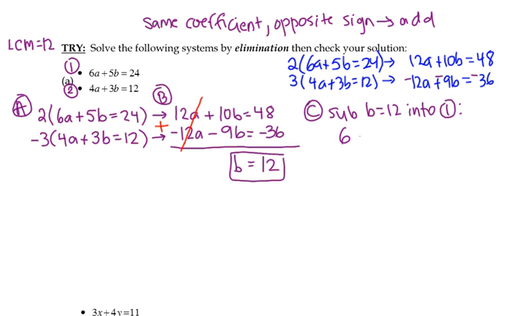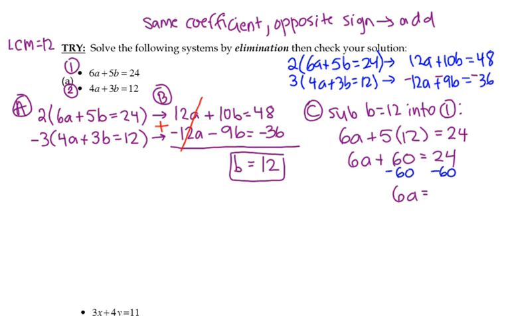Okay, so 6 times a plus 5 times 12, b is 12, has to equal 24. 6 times a plus 5 times 12 is 60 equals 24. Then what's next? Subtract 60. We want to get a by itself, so move the constant. 6a, 24 minus 60, negative 36. Divide by 6. a is negative 6.